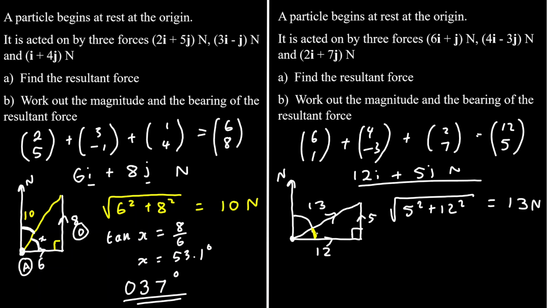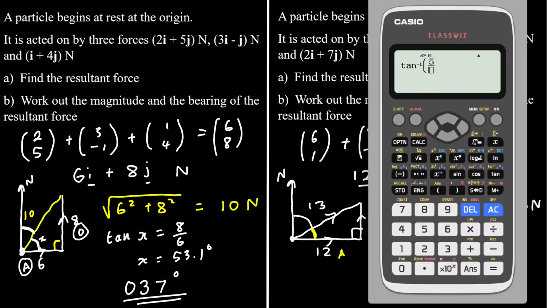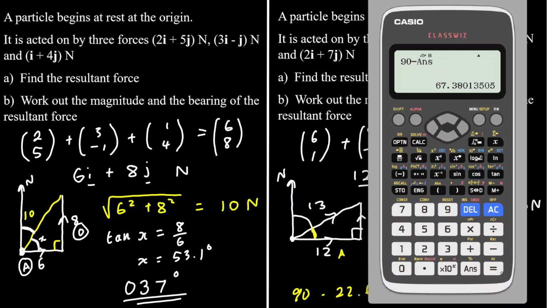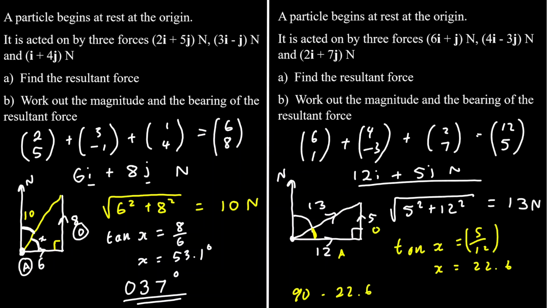Let's do 90 minus answer again. So the opposite and the adjacent. Tan x is 5 over 12. Shift tan 5 over 12 is 22.6. So 90 take away 22.6 is 67 degrees. It's a bearing, so we'll give it as 067 degrees.